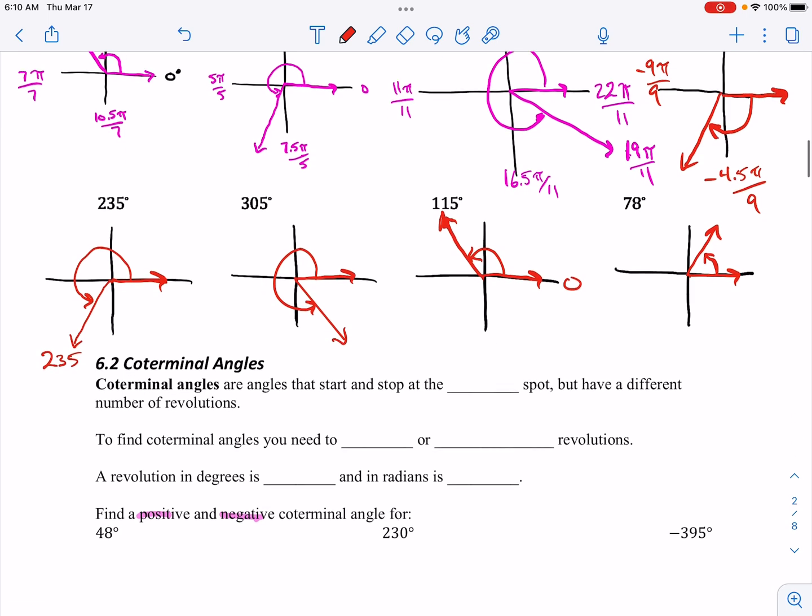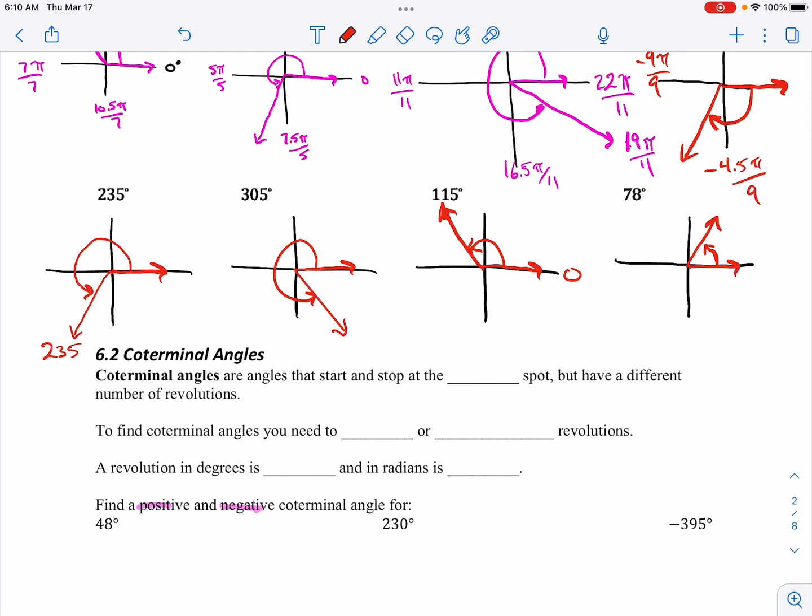Okay, let's talk coterminal. Coterminal angles are angles that start or stop at the same spot, but have a different number of revolutions. So you can spin around the circle more than once.